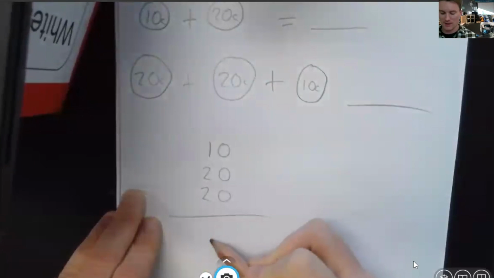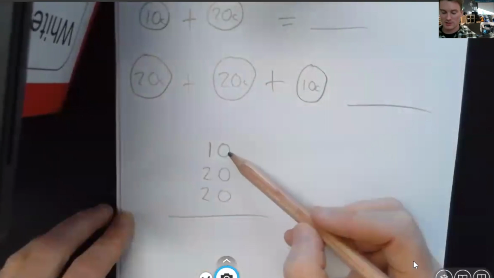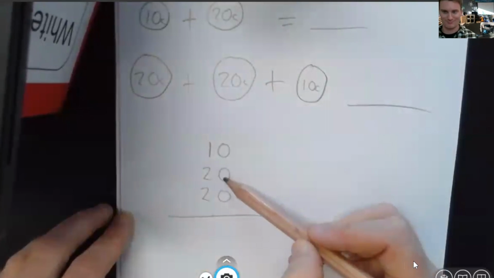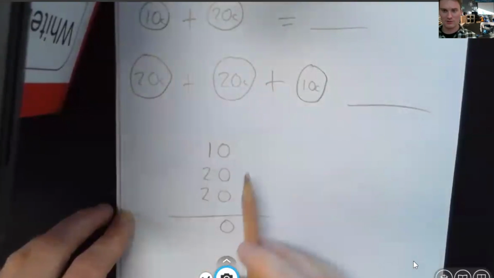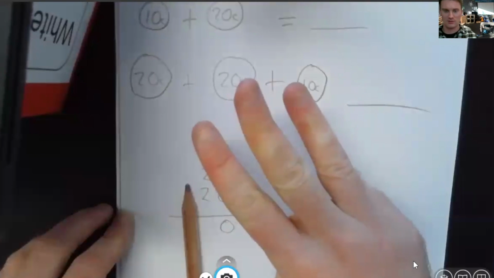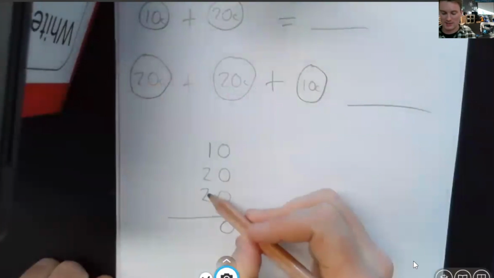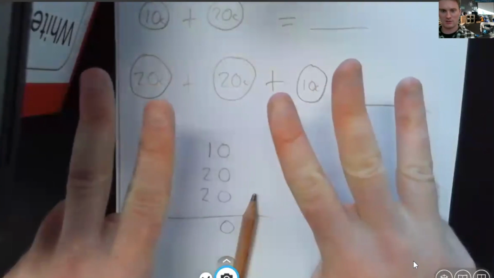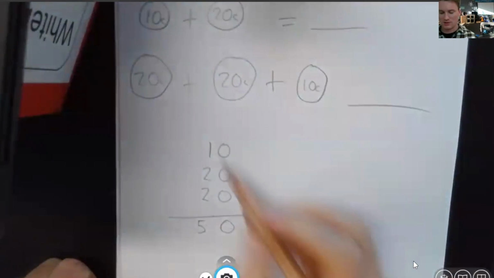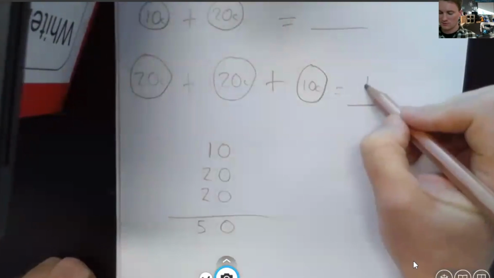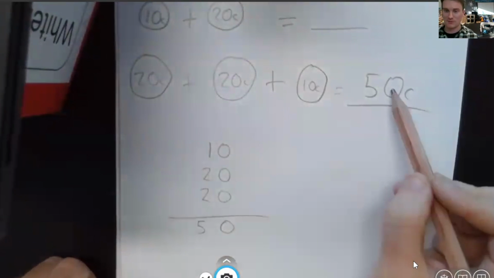And remember, we're going to think about what numbers are in the ones column and what number in the tens column. So what's 0 plus 0? Well, 0. Plus another 0? Still 0. What's 1 plus 2? 1 plus 2 is 3. Plus another 2, 5. There you go. 50. So this would equal 50 cents.